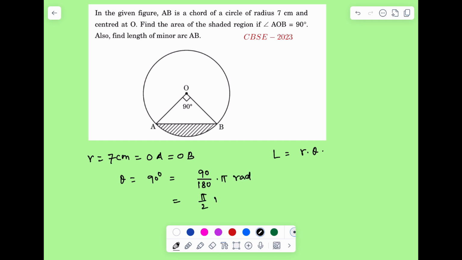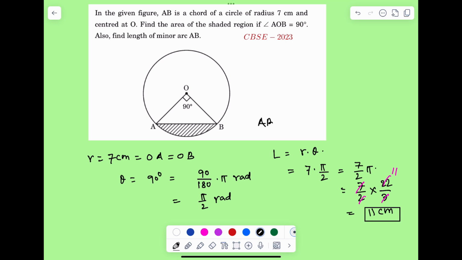And L is equal to R into theta. R is 7, into pi by 2, that is equal to 7 by 2 pi. This is the length of the arc, and if we put the value of pi, 7 by 2 into 22 by 7, that is equal to this. You cancel out 7 and 7, 2 gives 11, so that is equal to 11 centimeter. This is the length of the minor arc. AB length is equal to 11 centimeter.